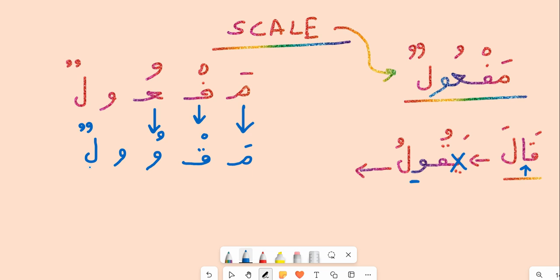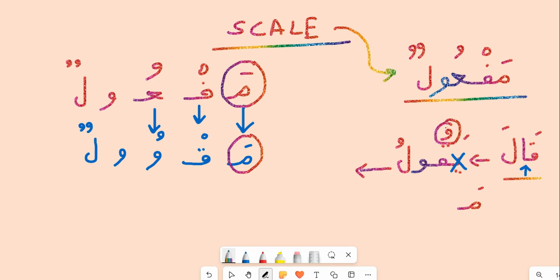Instead, what we do is we go back to the present tense. What is the scale of the present tense? Yaqulu, right? Now let's see. Instead of the ya, we don't need the harf mudare. We will borrow the meme, meme with fatha. So we have meme fatha. Now what about the qaf? Qaf has a dhamma here.